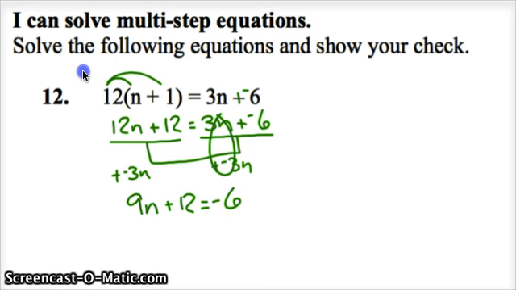Next step will be to remove my 12 to get my n by itself. So that's going to be adding a negative 12. This cancels out. I'm left with 9n equals negative 6 plus a negative 12, which is a negative 18.